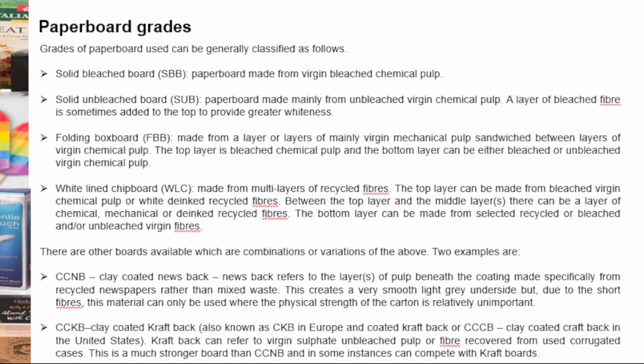Another type, CCKB, clay coated kraft back, also known as CKB in Europe, and coated kraft back, or CCCB, clay coated kraft back in the United States. Kraft back can refer to virgin sulfate unbleached pulp or fiber recovered from used corrugated cases. This is much stronger board than CCNB and in some instances can compete with kraft board.